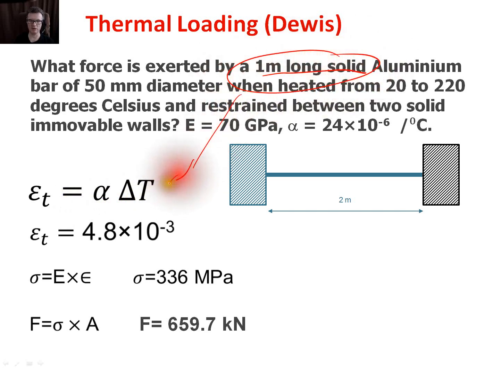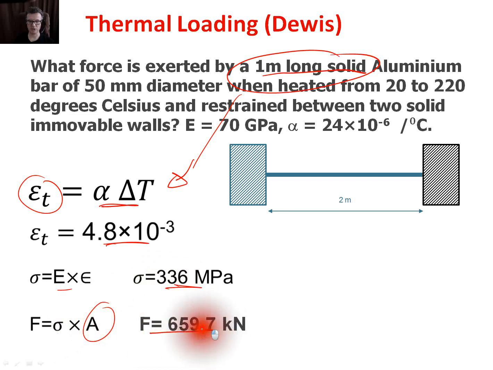We don't need to know it in terms of the strain. Strain is change in length divided by original length, so we don't need it there. So our strain doesn't change. Young's modulus doesn't change, obviously. And our area is not going to change, because the length doesn't affect the diameter. So the force was exactly the same result that we had before. So that was a trick question.